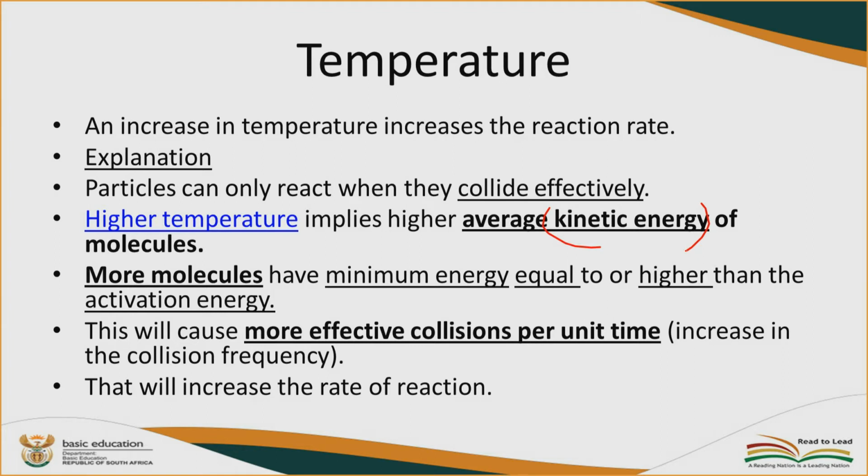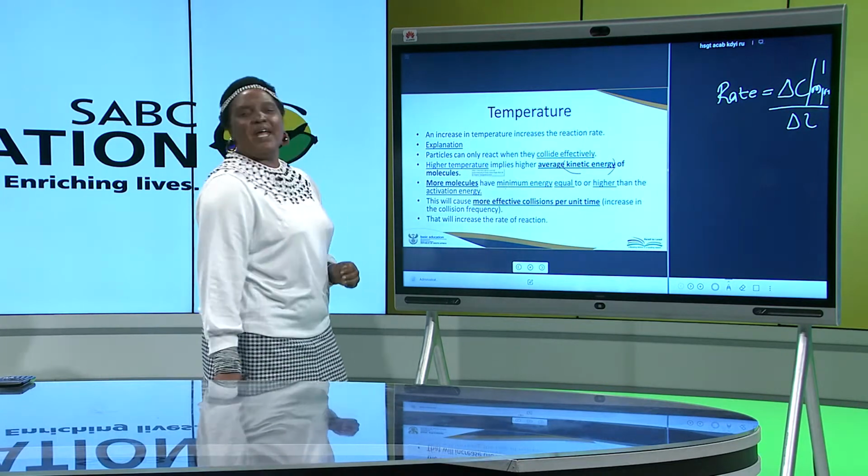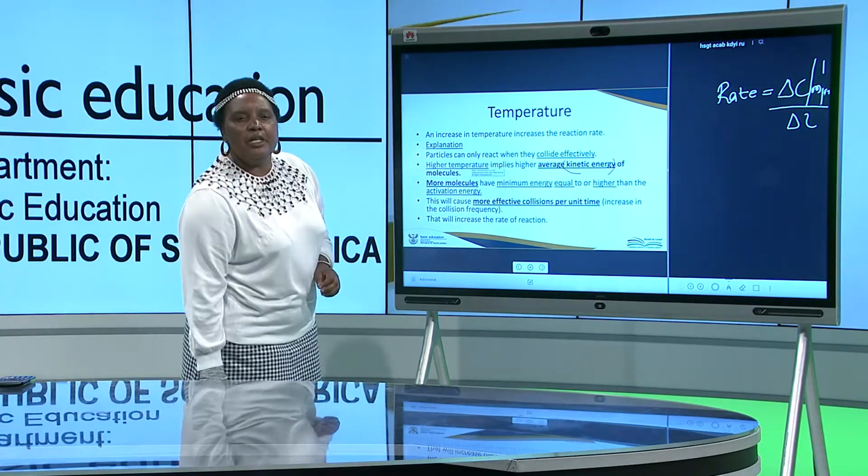What happens when that happens? More molecules will have minimum energy, or will have sufficient energy, which is equal to or higher than the activation energy. Once that happens, you are going to have more effective collisions per unit time, or an increase in the collision frequency. And as a result, your rate of reaction will increase. For those three conditions that I've been talking about, you can see I've been saying an increase: the higher the temperature, the higher the rate of reaction.